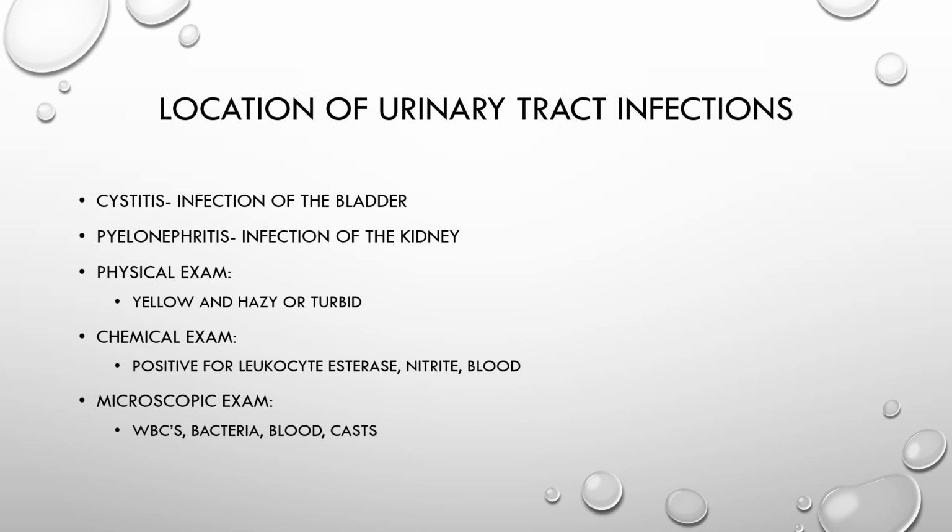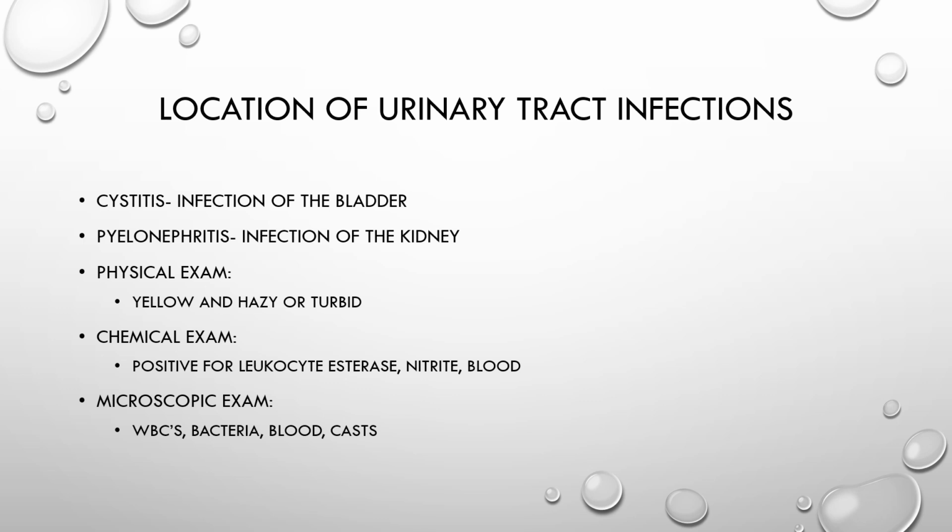Okay, so here's a few terms that you're going to want to be familiar with, and they refer to where an infection is isolated. So cystitis refers to an infection of the bladder, while pyelonephritis refers to an infection of the kidney. Anytime you're going to do a urine culture, usually what precedes the urine culture is a urinalysis, and that includes a physical exam, a chemical exam, and a microscopic exam.